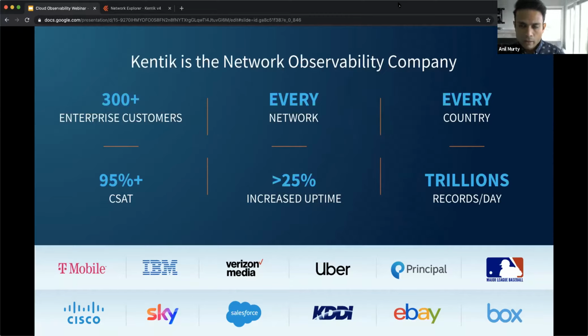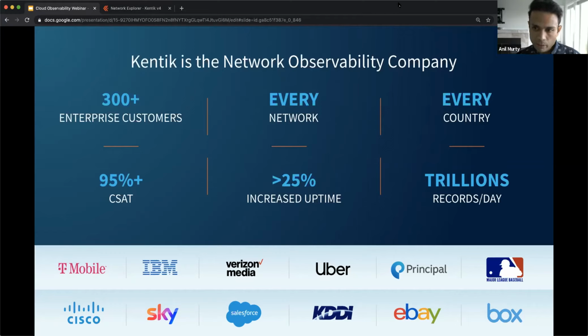So just to tell you a little bit about ourselves, we've been around for a little over 6 years now. And at this point, we have about 300 plus enterprise customers. And those customers range from the most common service providers that you may have heard of, to the big SaaS applications that you might use on a daily basis, to the big e-commerce companies that you've heard of. And so that's some of the logos that you see at the bottom.